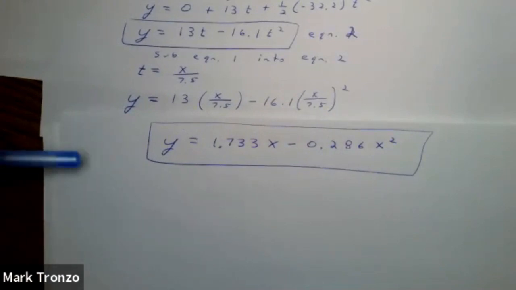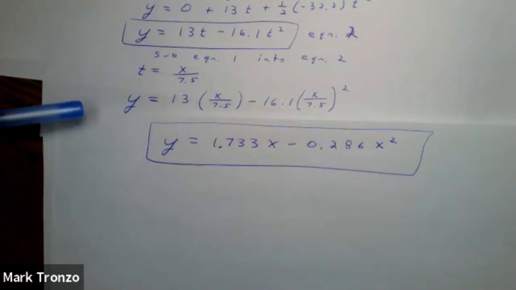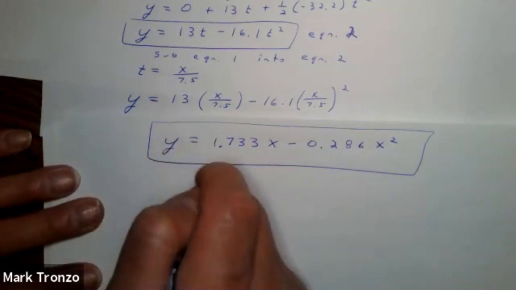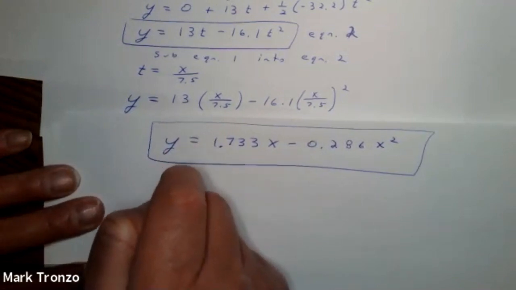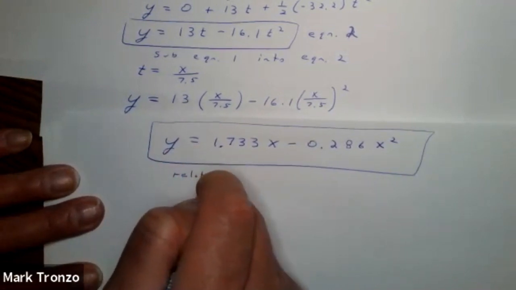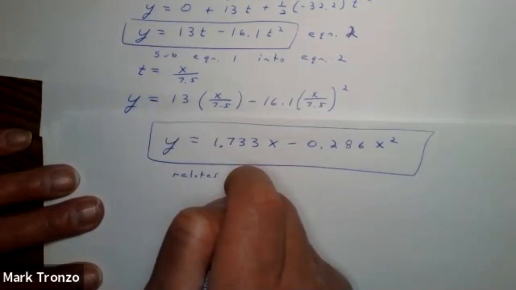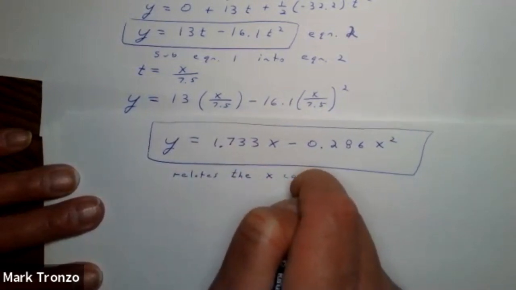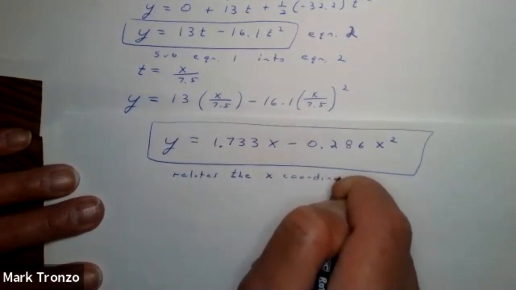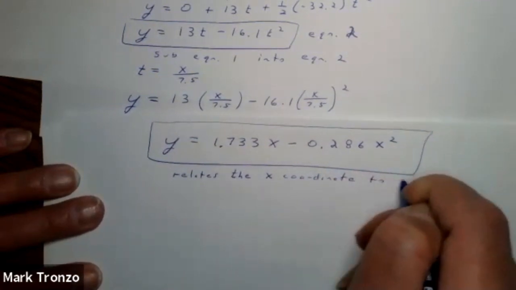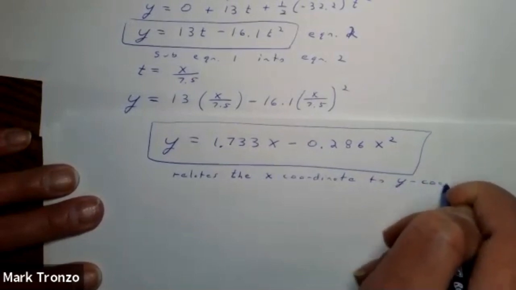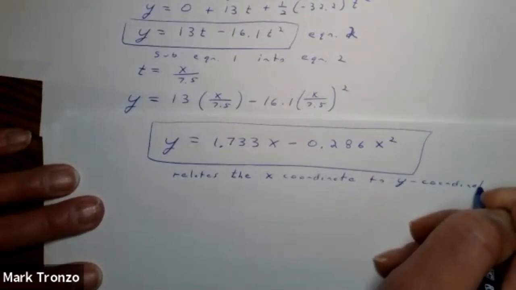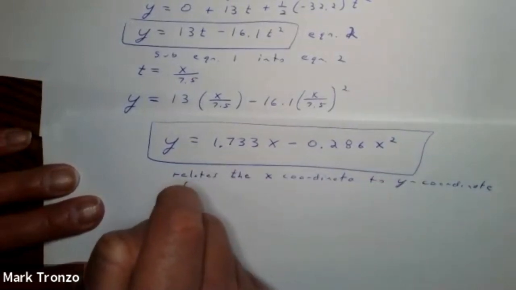So understand what this actually gives you. This gives you the position of the water at any point. In other words, this equation relates the x coordinate to the y coordinate of the stream of water.